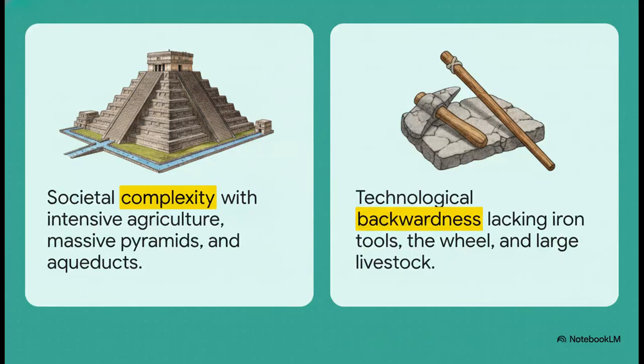And this creates an absolutely fascinating paradox. Marx and Engels are observing a society with stunning organizational complexity. Tenochtitlan was larger and vastly cleaner than most European cities of the time, complete with running aqueducts and these massive stone pyramids. Yet, from a pure 19th century materialist perspective, it was technologically restricted. They had literally built a sprawling empire using Stone Age tools.